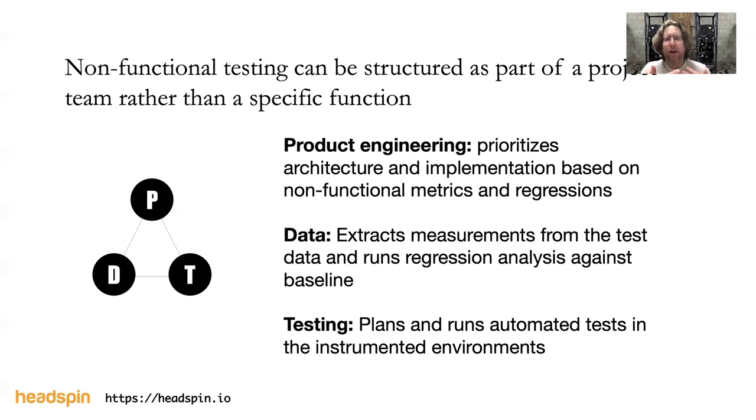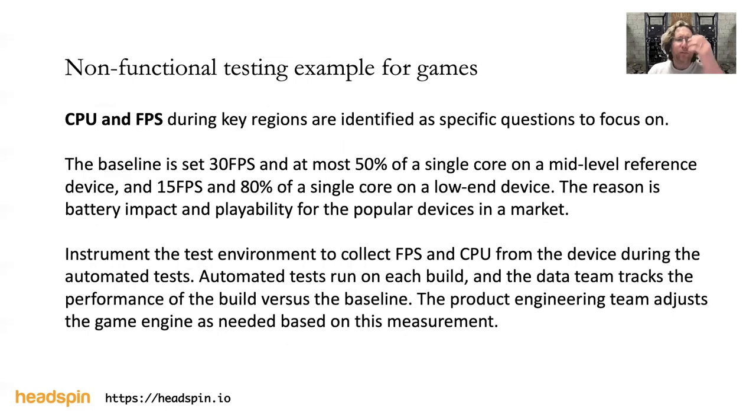What I've seen is that if you try to break out non-functional testing into its own function, it can be very hard to understand the baselines and implement the regression. Whereas when you create this one team as part of your project team, the product engineering prioritizes the architecture and the implementation based on non-functional metrics. The data team, as part of building the new feature, can understand how to extract measurements, test against data, and run regressions for that feature. And the testing team can extend their test cases, both manual and automated, to include this regression testing.